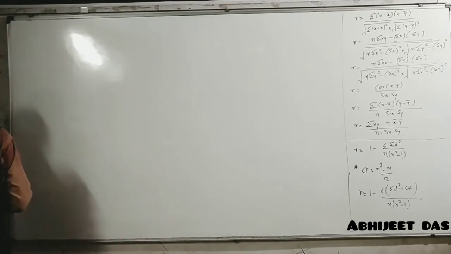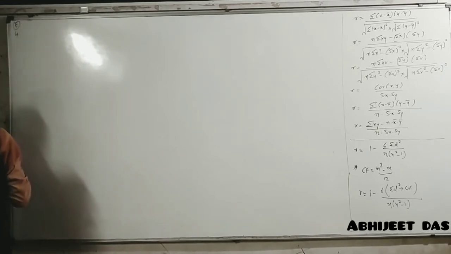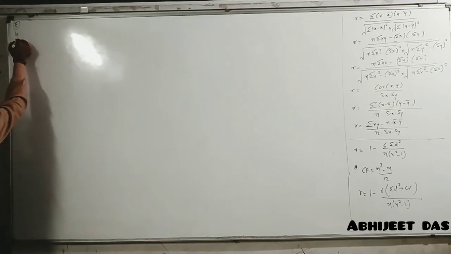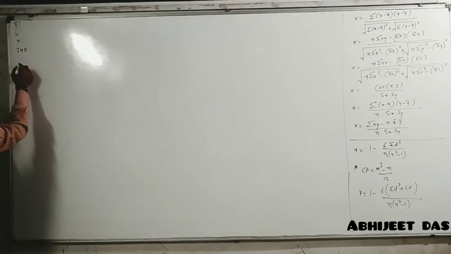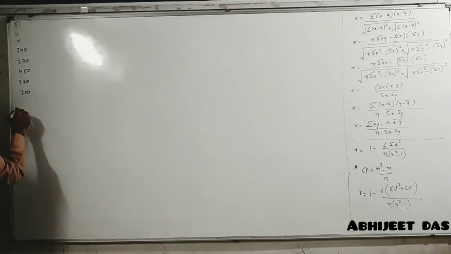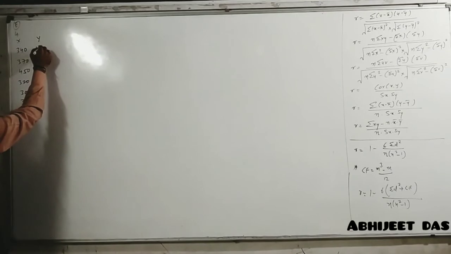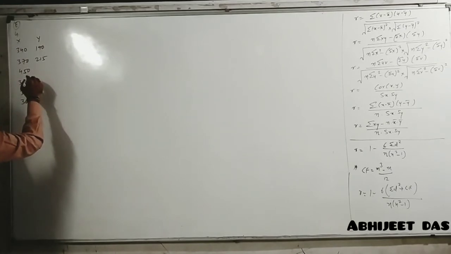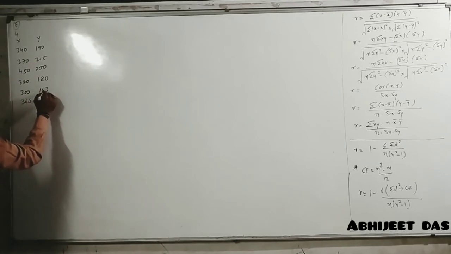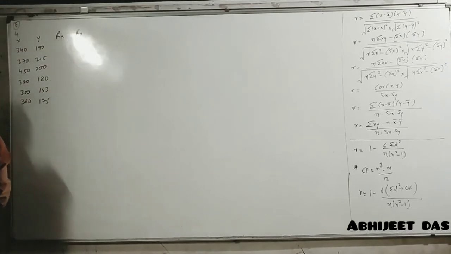Okay. So in the next question, number 4, section E, X is given 340, 370, 450, 320, 300 and 360. Y is given 190, 215, 200, 180, 163 and 175. We have to give the ranks to the variables.